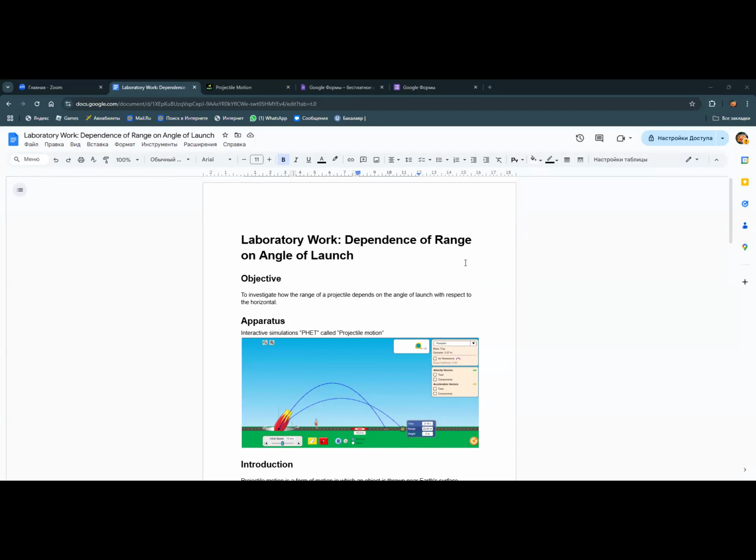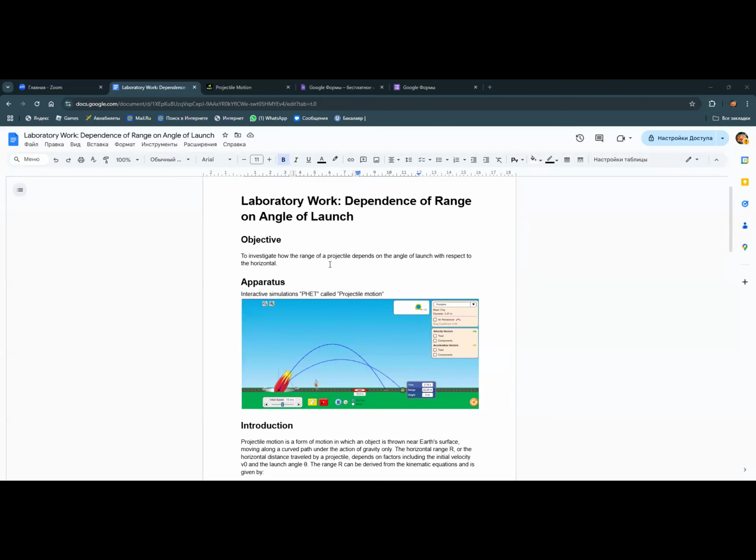Good morning, everyone. Our lesson today is a laboratory work: dependence of range on angle of launch. The objective of our work is to investigate how the range of a projectile depends on the angle of launch with respect to the horizontal. The apparatus of our work is the interactive simulation PhET, called Projectile Motion.